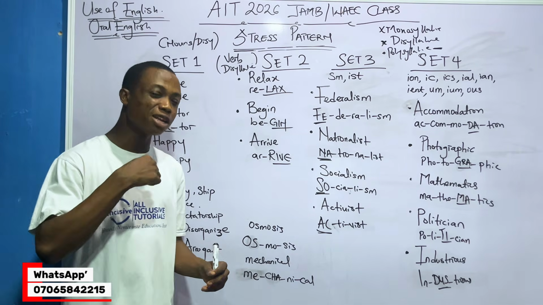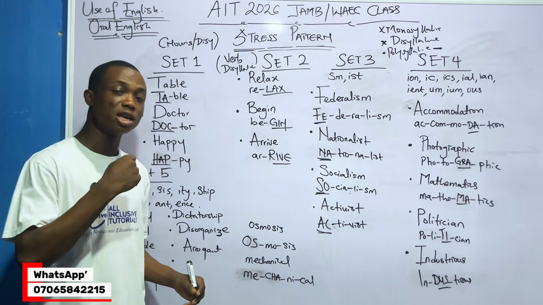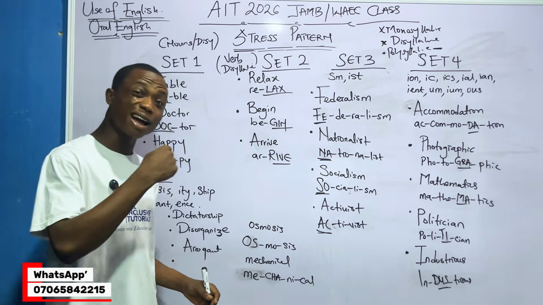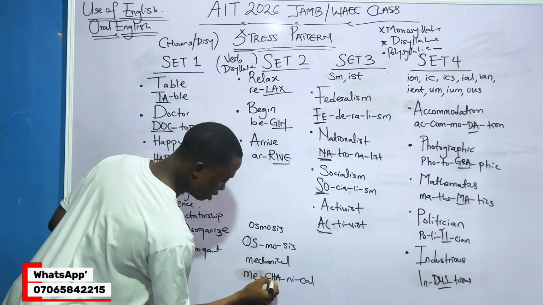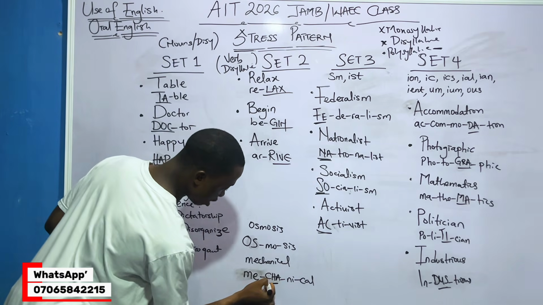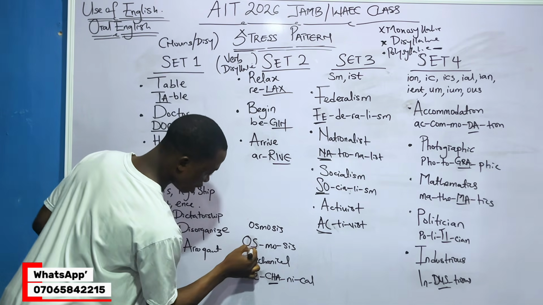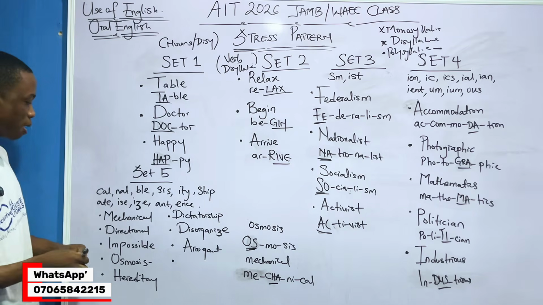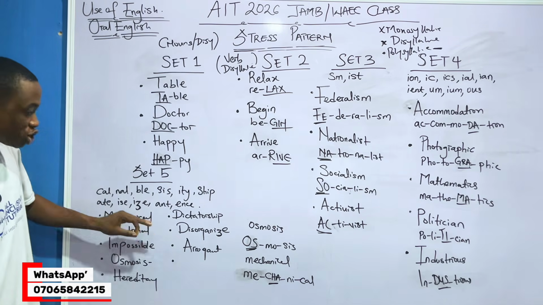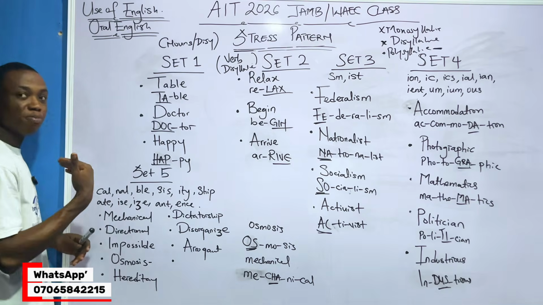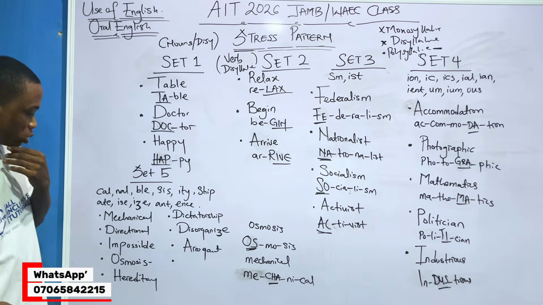You must feel that, just say it. You must feel that stress. Mechanical. That C is there. So 1, 2, 3. The stress is here. 1, 2, 3. The stress is here. So whenever a word ends with all these things I just mentioned, the stress is on the third syllable coming from the back. You understand? Let's do one last one.